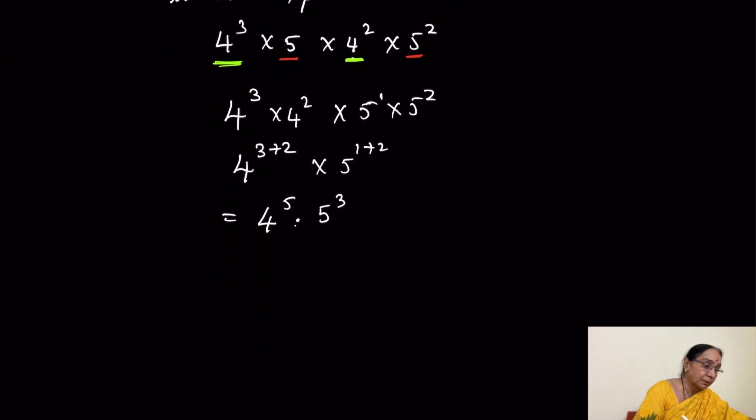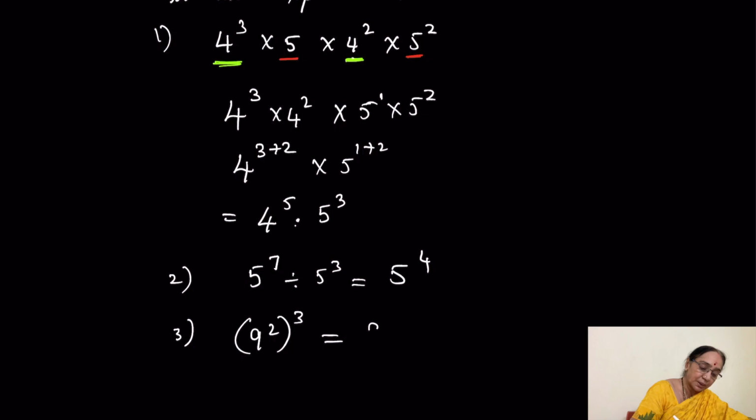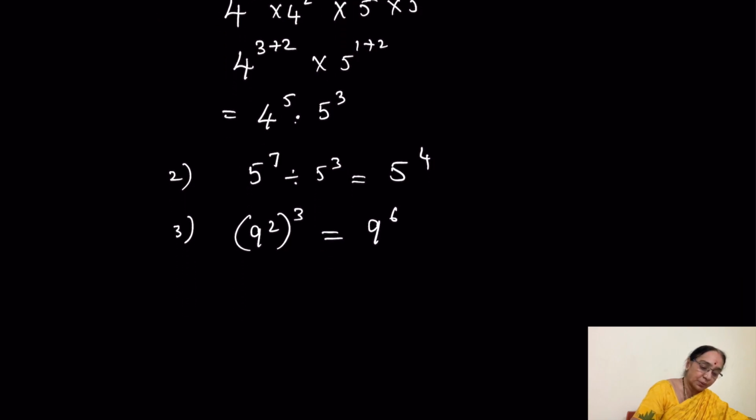Now we'll do one with 5 raised to 7 divided by 5 raised to 3. It is just 5 raised to 4. Now the third one, 9 raised to 2 raised to 3. Multiply the powers, 9 raised to 6, power rule.